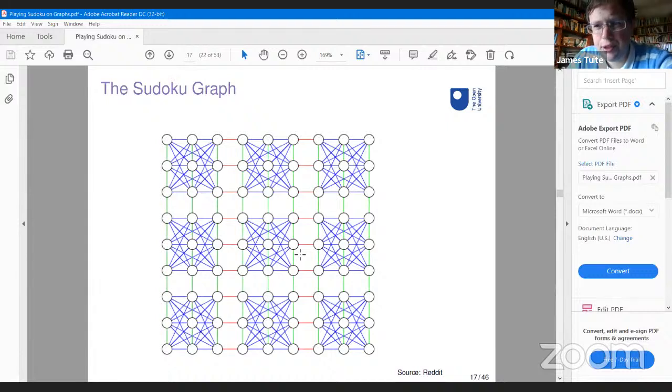Now this is a bit simplified. If we draw in all of the edges, then it would be a horrible mess and you couldn't see anything. So there are some edges which are suppressed here. For example, any vertex in one column has to have an edge to a vertex in any other column and the row as well. But you can see the subgrids very clearly here.